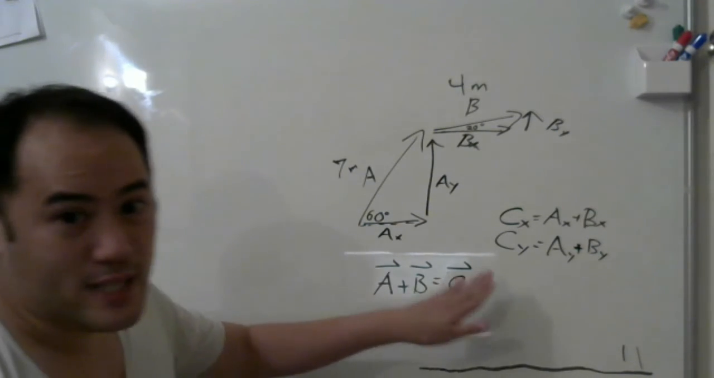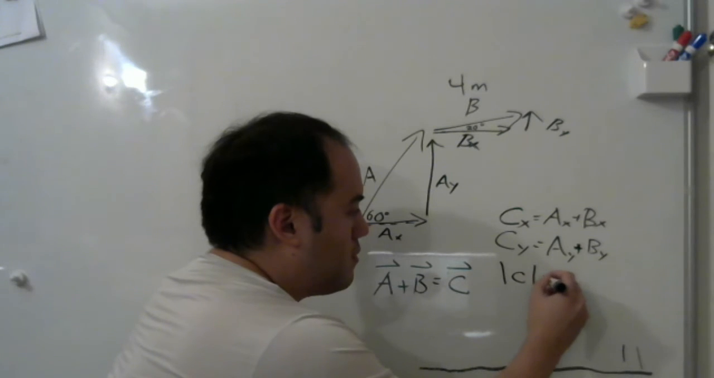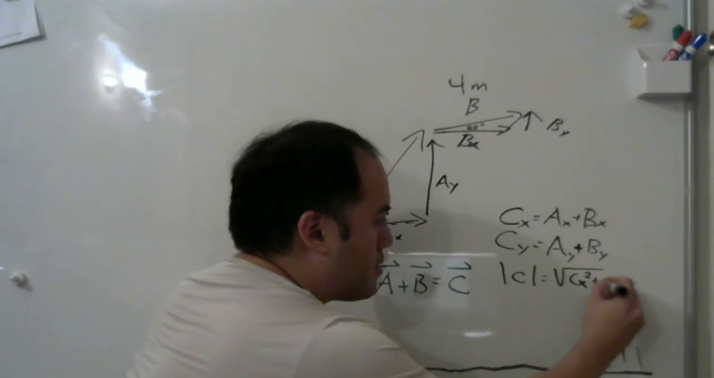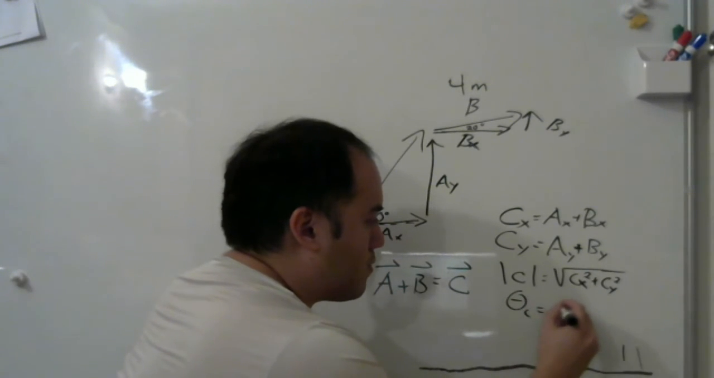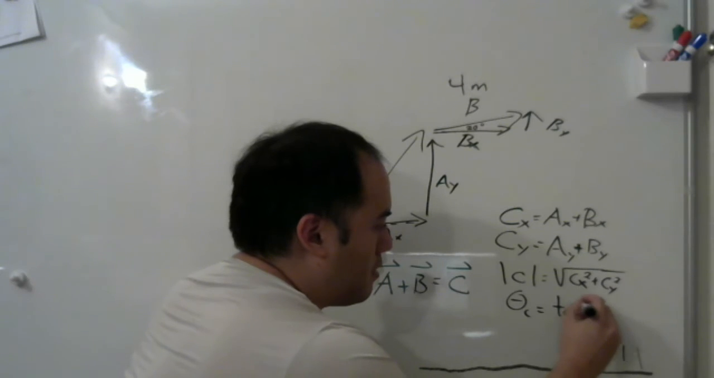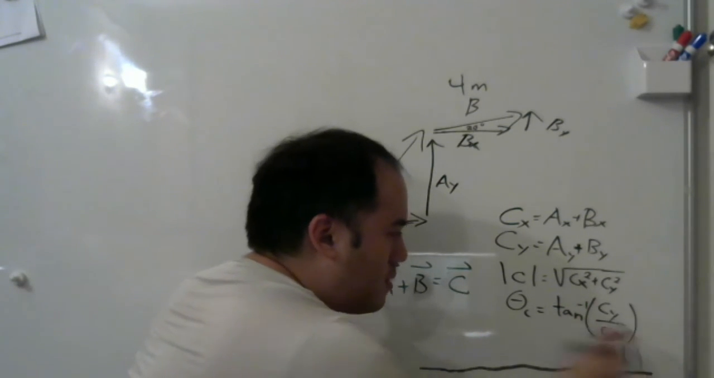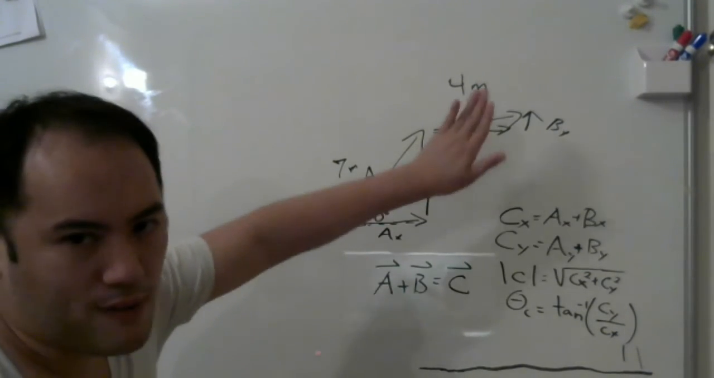So if you wanted to find C, the magnitude of C would be the square root of CX squared plus CY squared. And the angle of C would be the inverse tangent of CY over CX. You don't have to do this that much. The main focus of this lesson is knowing how to draw them graphically.